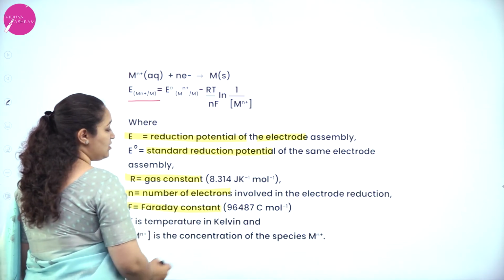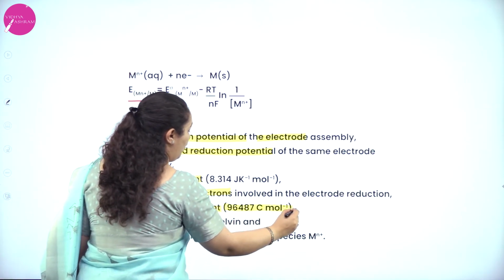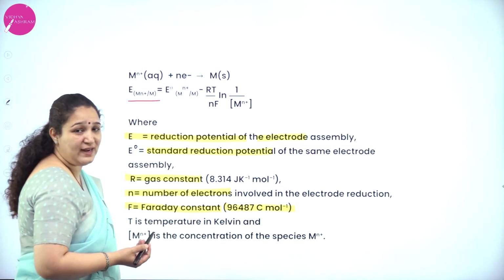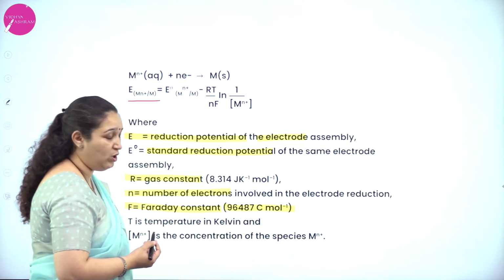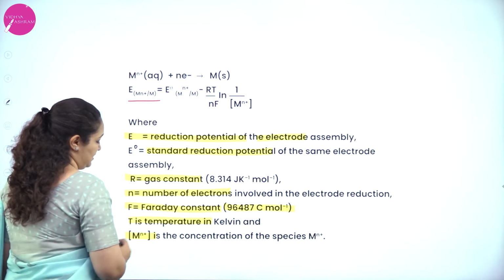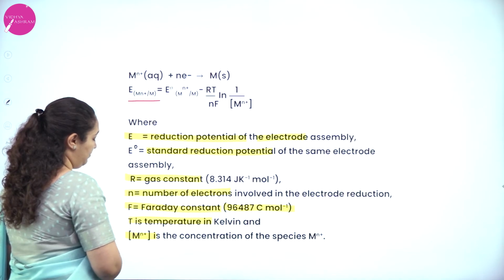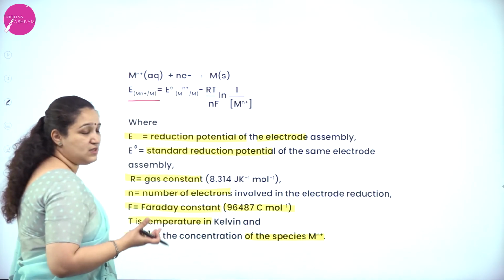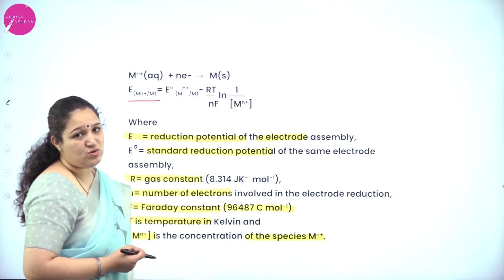F is the Faraday constant, which is equal to 96487 coulomb per mole, or I can take it rounded off as 96,500 coulombs per mole. T is temperature in Kelvin scale and M to the power plus N is the concentration of the species, that is the concentration of the ions in the solution.